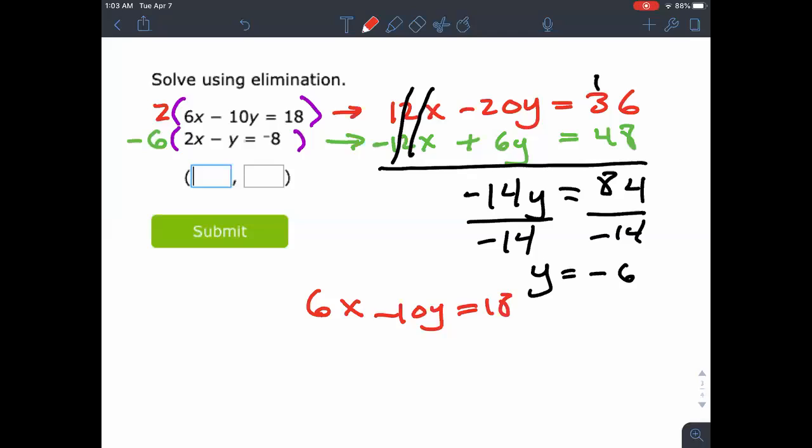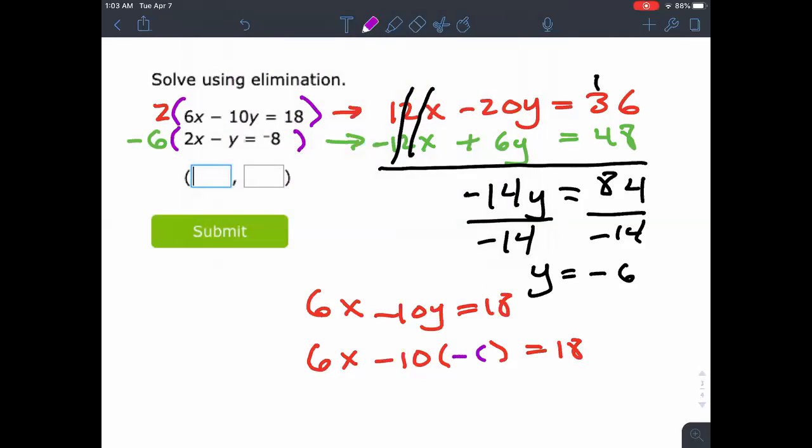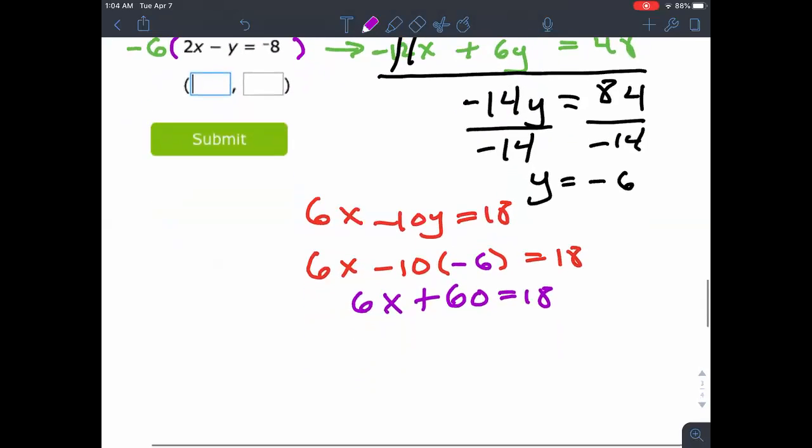Just like the other problems, I'm now going to take that negative 6 and plug it into one of the original equations. So I chose the first one. I'm going to do 6x minus 10, leave the y blank. And we got y is negative 6. I plug in a negative 6 where the y is. And I have negative 10 times negative 6, or at least that's how I like to think of it. 6x plus 60 equals 18.